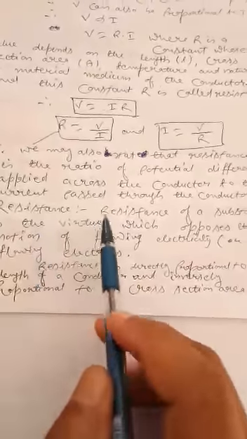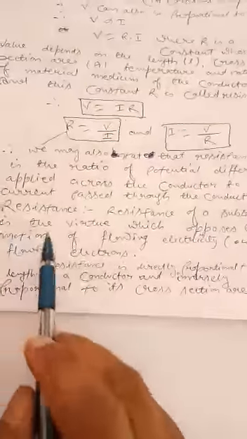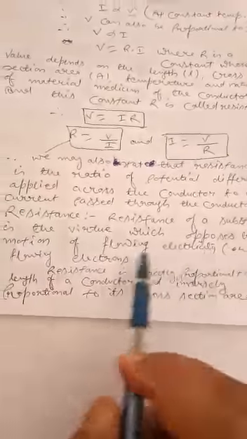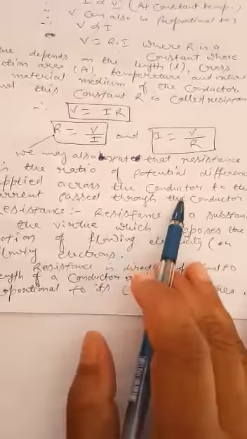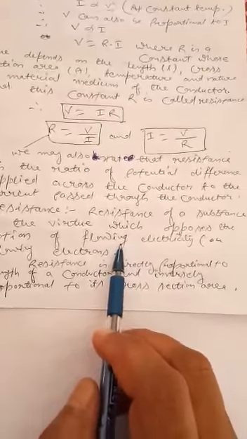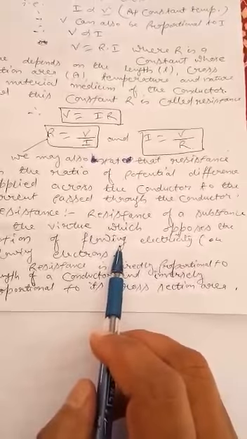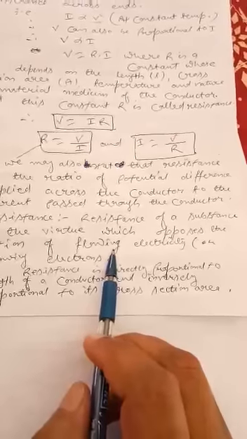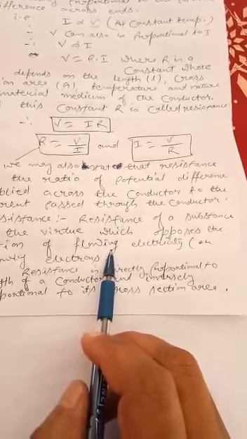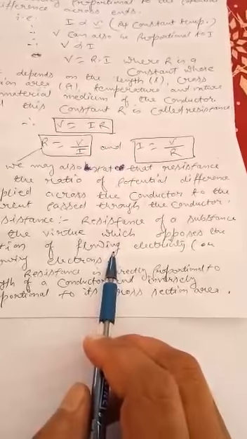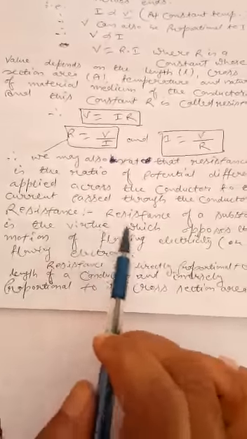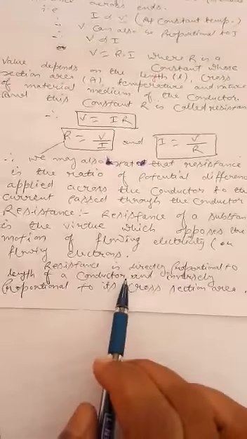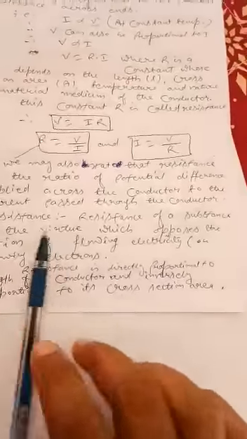What is resistance? Resistance of a substance is the virtue which opposes the motion of flowing electricity or flowing electrons. Dear students, different substances have different resistance. Resistance is the hindrance which obstructs the path of electrons flowing through a conductor. If electrons flow and get disturbed in a conductor, then that disturbance is known as resistance, and that resistance is directly proportional to the length of a conductor and inversely proportional to the cross section area.